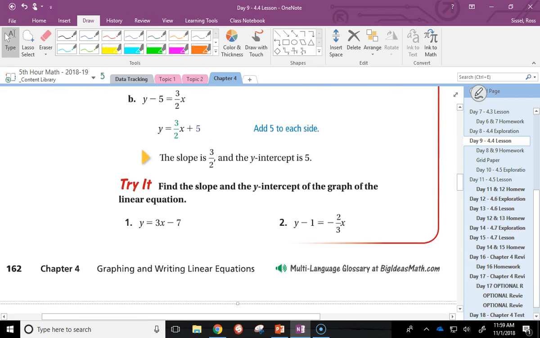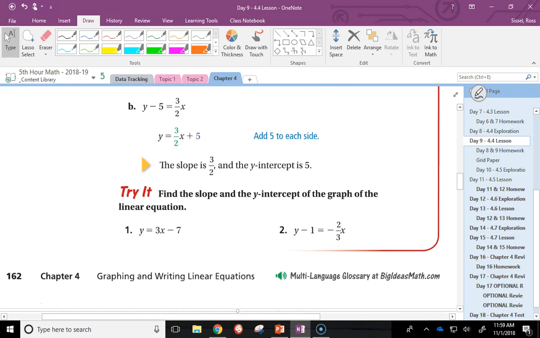So they do another one for us. y minus 5 equals 3/2 x. We write in slope-intercept form. Is this one in slope-intercept form? Is y minus 5 equals 3/2 x in slope-intercept form? No. Because we did not solve for just y. So we have to solve this equation. This is why we tell you math continually builds on itself. We've done this before.